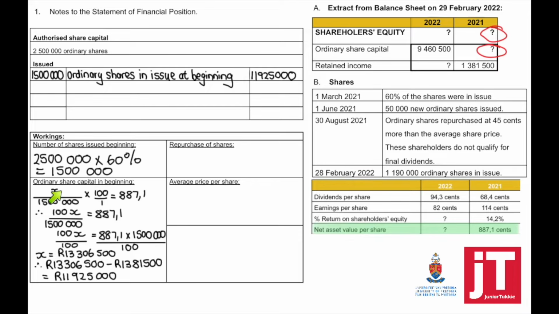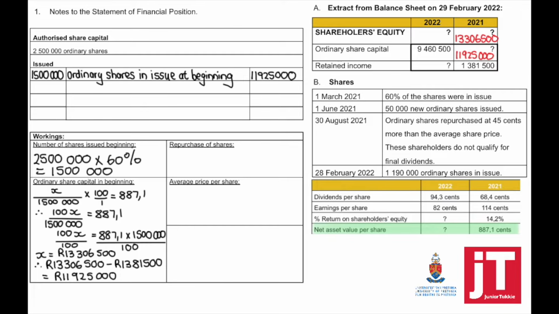So shareholders' equity, which is X, divided by the number of shares times 100 equals 887.1. So it's all about solving X. This will provide us with the total shareholders' equity. And once we've got the total shareholders' equity, we can subtract the retained income, and that provides us with the ordinary share capital in the beginning.